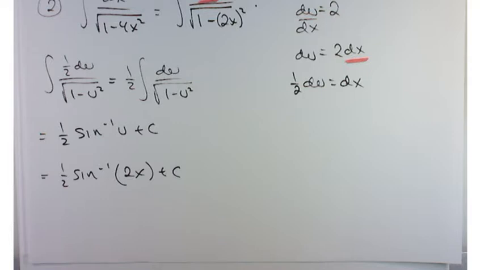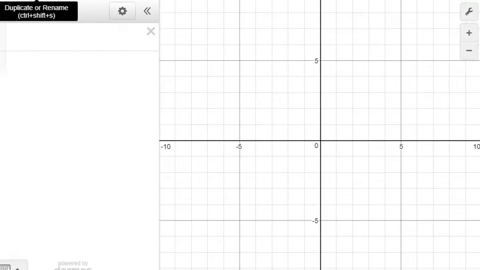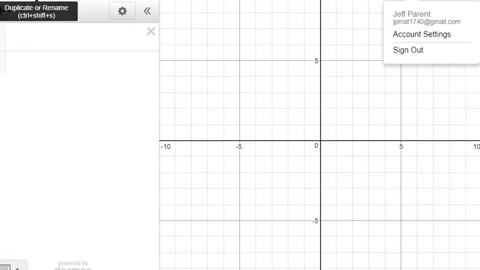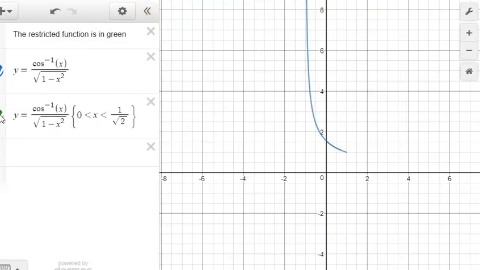Problem number 32. We can double check ourselves on our graphing calculator. So let me see if I got this one up and running. One of the things that I find a little bit strange is I don't really see them discussing the arc cosine much in this section, but this problem does involve it. So let me help you out with problem 32.